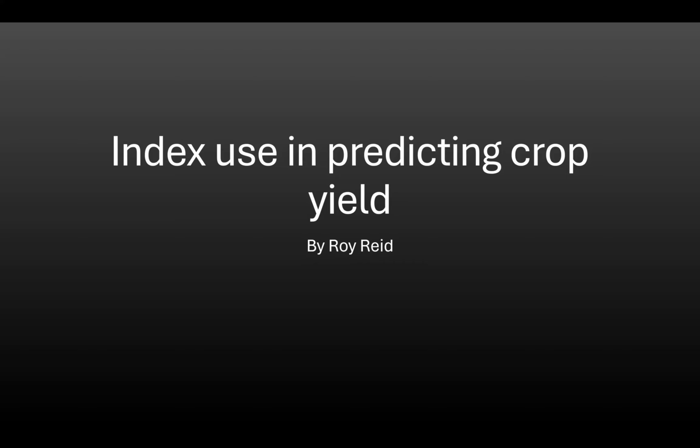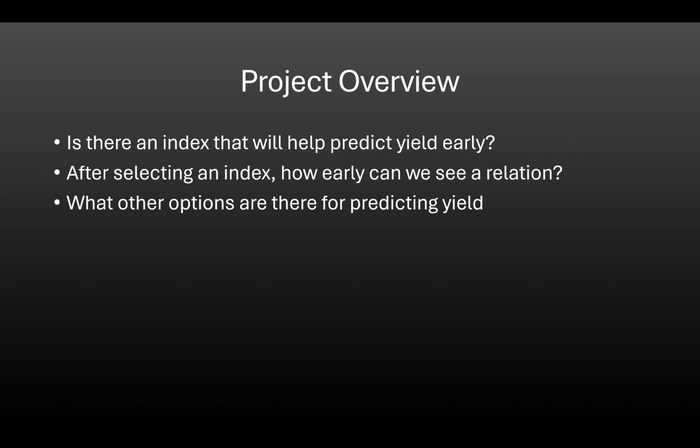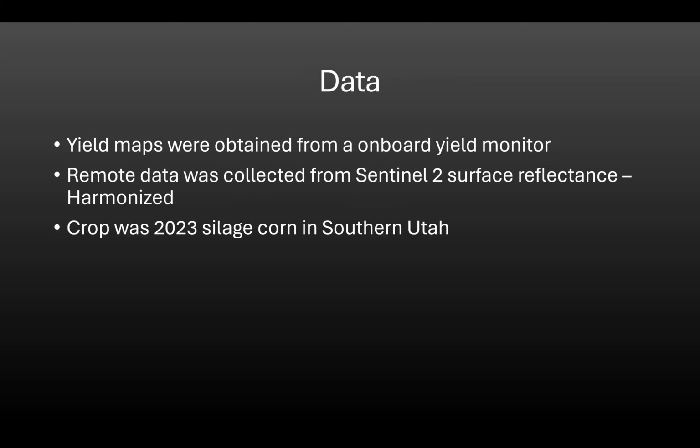This is the simple version before we go weird into machine learning and other things. Is there an index that can help us see yield patterns early? So that's the overall idea of the project, can we determine that? The data is coming from yield data, which comes from a forage harvester if you're unfamiliar. And this is silage corn, where you chop the entire plant. So stalk, cob, everything down to the ground, you chop it all.